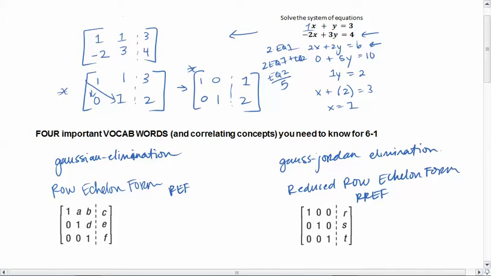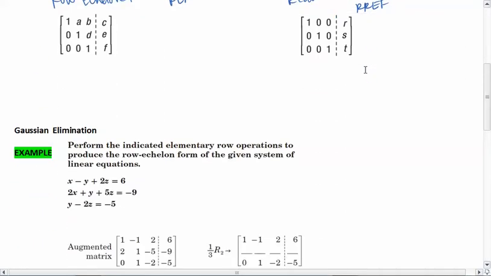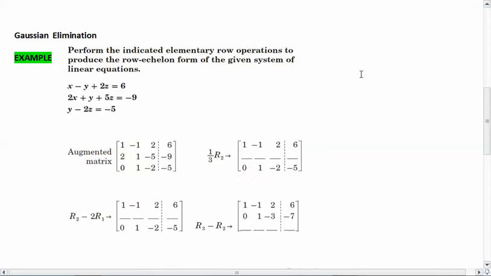So these are fancy words for stuff that you already know how to do. I'm not actually teaching you how to do anything new. We did 2 times equation 1 plus equation 2 in order to get this new equation 2, and then we divided it by 5. That's all just algebra stuff. Now we're just doing it in a matrix. So you're allowed to always solve these sorts of equations using a matrix. We'll talk about why it might be easier in a little while.